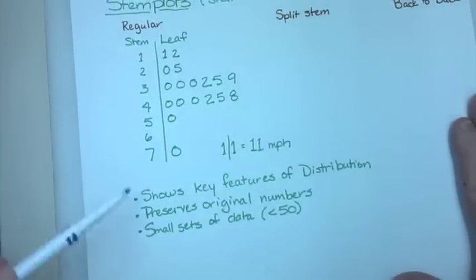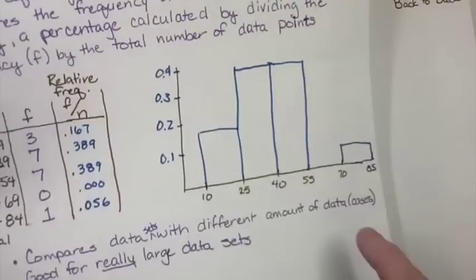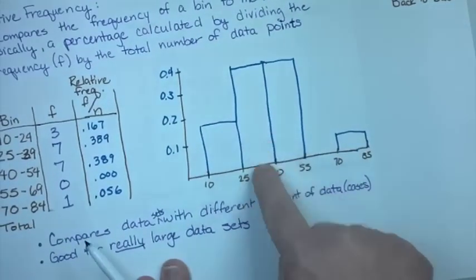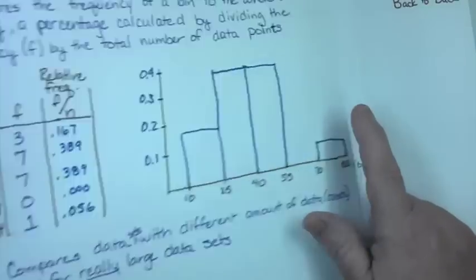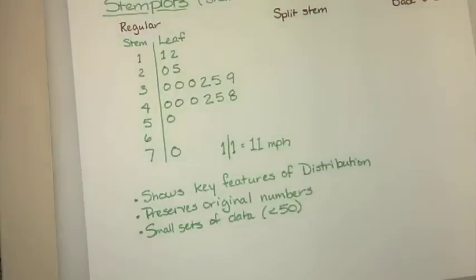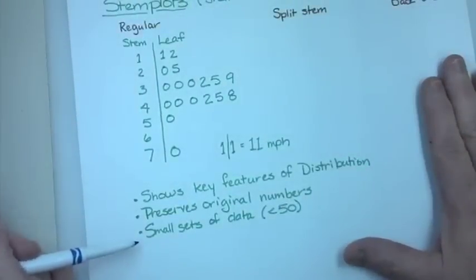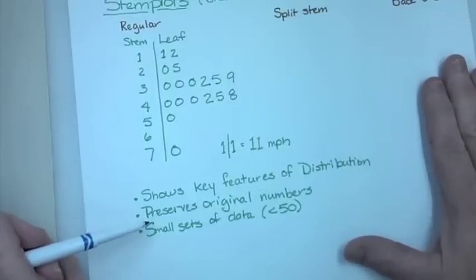distribution. It does preserve the original numbers, and that's something unique with the, well, maybe not unique, but it doesn't happen on a histogram because you can't see where any of those numbers are between 25 and 40, but it does happen on a stem plot. It's only really good for small sets of data. You don't want to put more than 15 numbers on a stem plot generally.